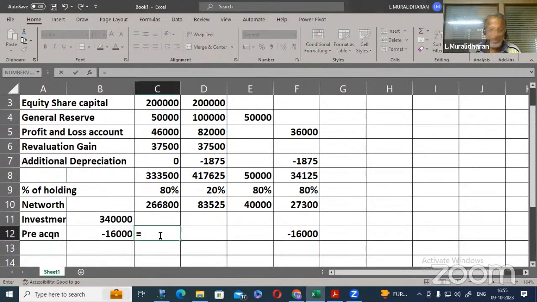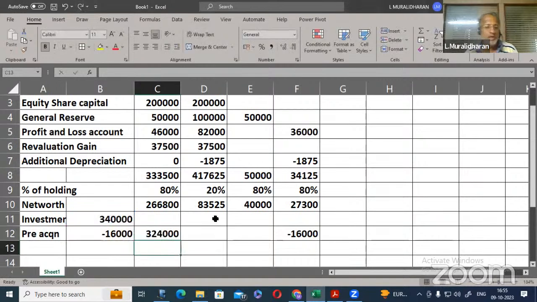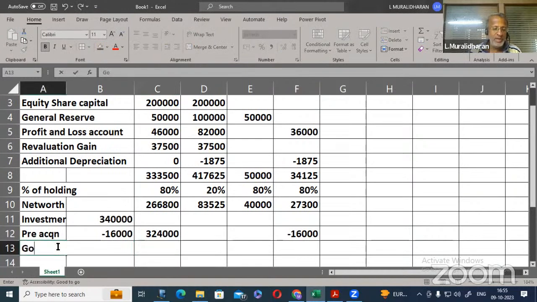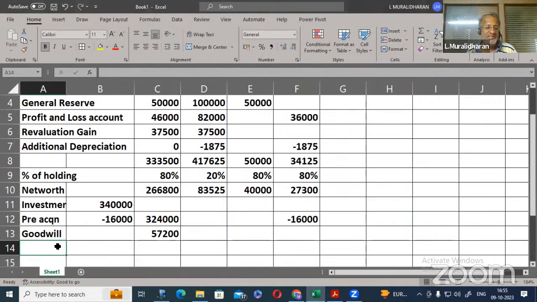Now the net figure of investment is 340,000 and comes to 324,000, and you will end up with a goodwill because you made greater investment than the worth. So 324 is the investment that you made against 266,800. Your goodwill is going to be 57,200, and there is no downstream or upstream.